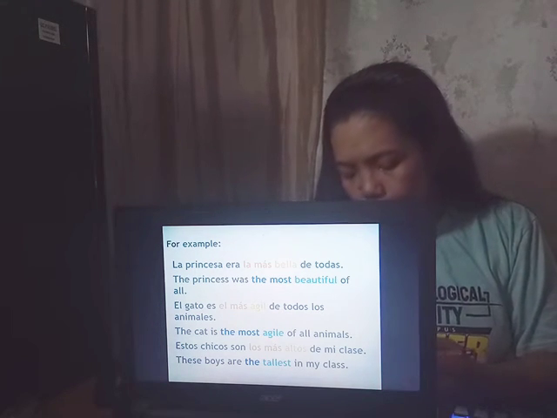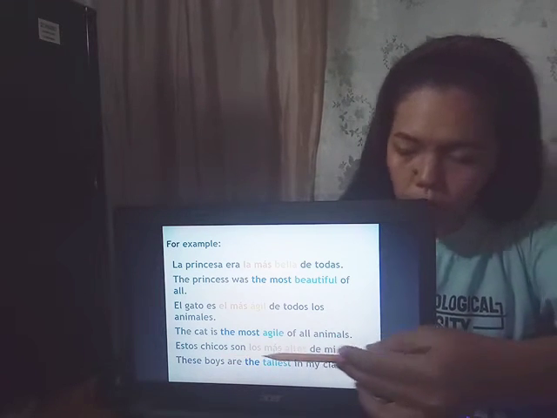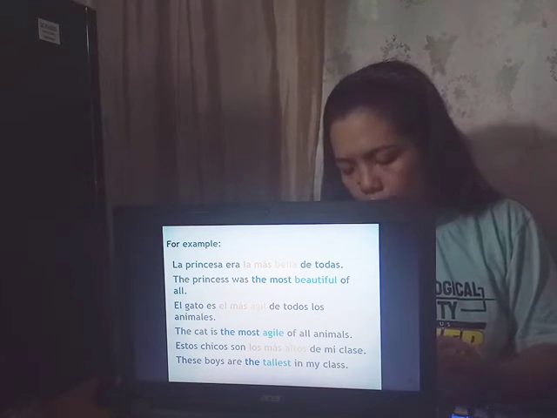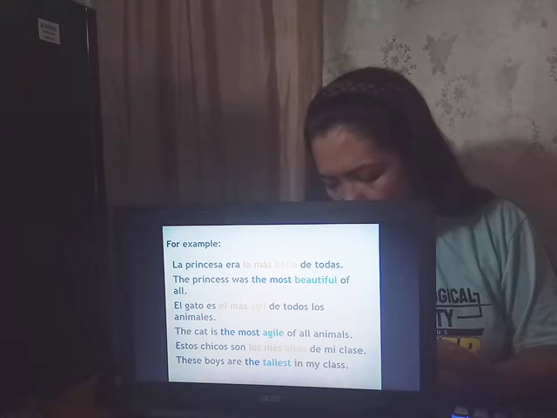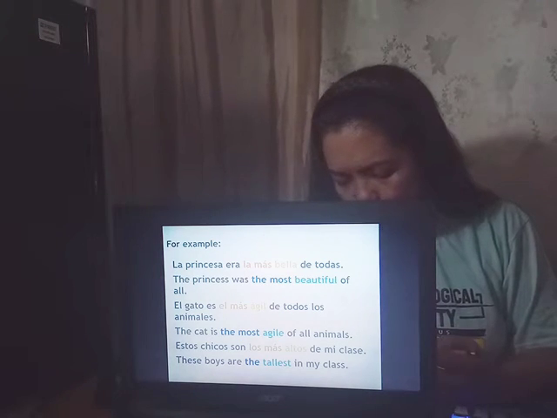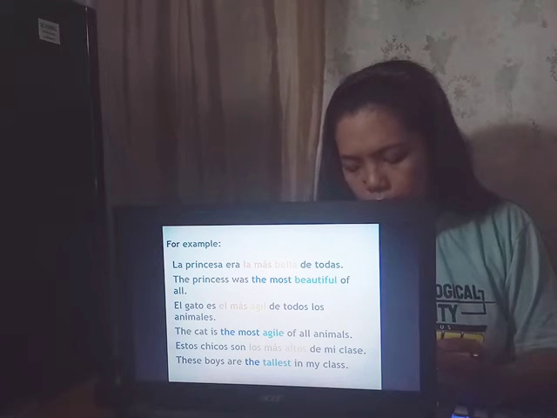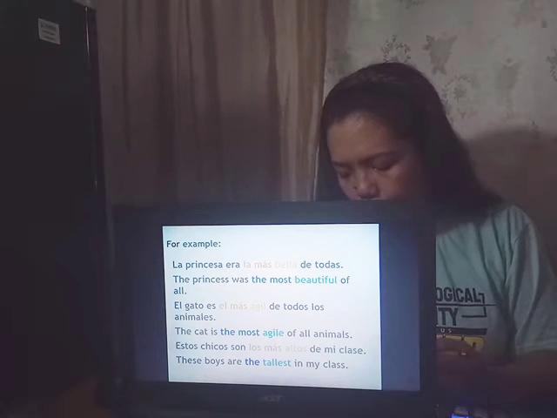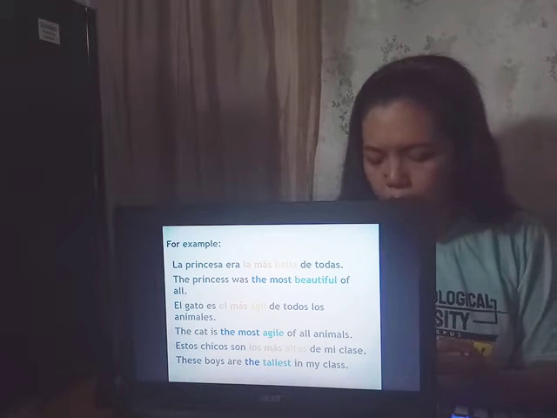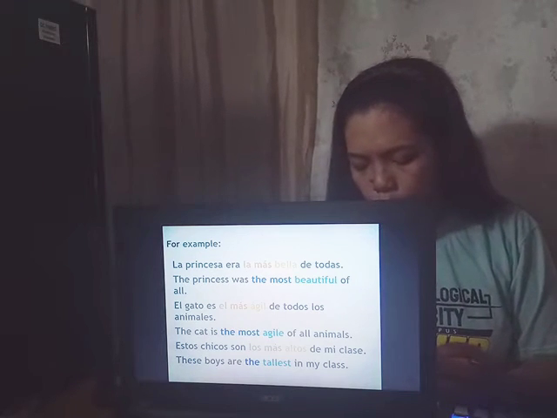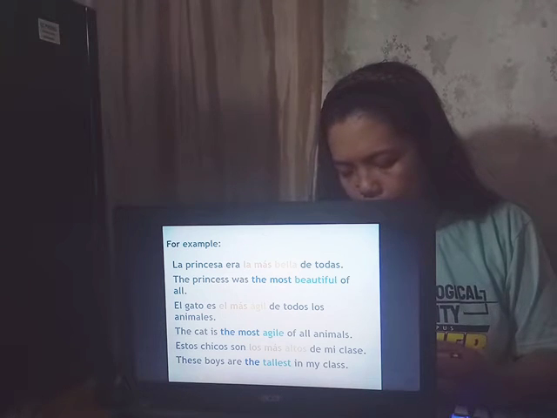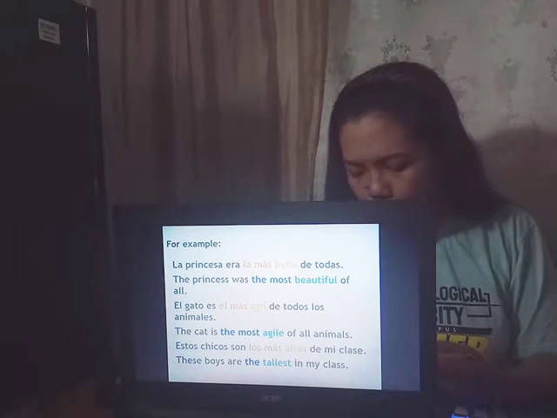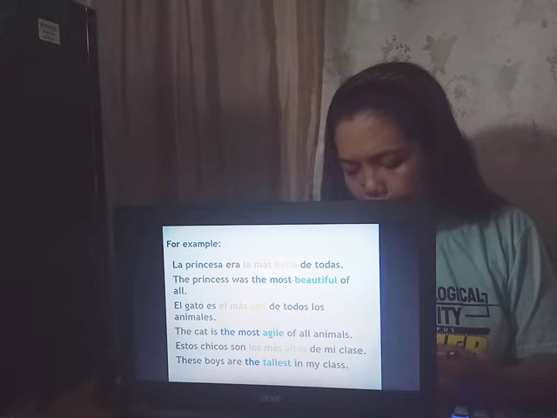Next example is el gato. Based on the screen, el gato es el más ágil de todos los animales, so that means the cat is the most agile of all animals. Next one, estos chicos son los más altos de mi clase. That means these boys are the tallest in my class.